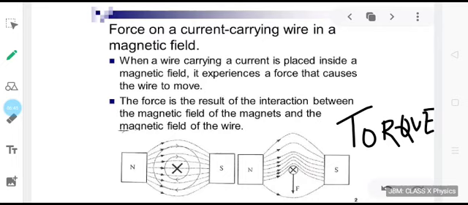So, if due to the interaction taking place between the magnetic field of the magnet and the magnetic field of the wire, the conductor starts rotating, then the word force should be replaced with the word torque. We say that the torque is acting. Due to the effect of the torque, the conductor has started rotating.